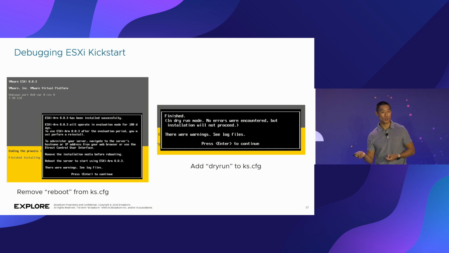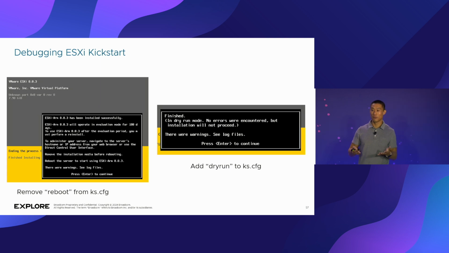The other useful thing too is if you want to quickly get a sense of whether your Kickstart's going to run properly or not, there's also a useful dry run parameter that you can add into your Kickstart. What it's going to do is basically parse the Kickstart, check for syntax errors, check for any other issues, and basically tell you, hey, I don't see anything wrong with it. This should be good to go, right?